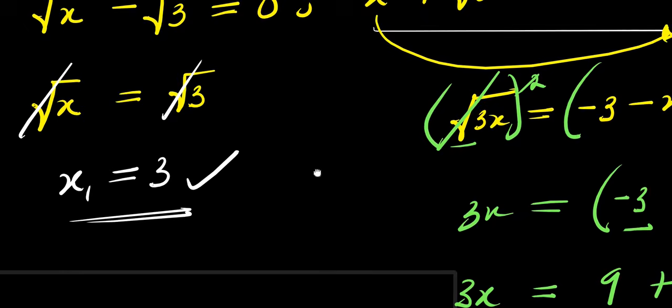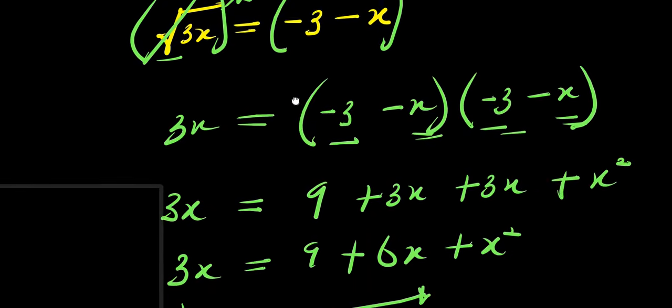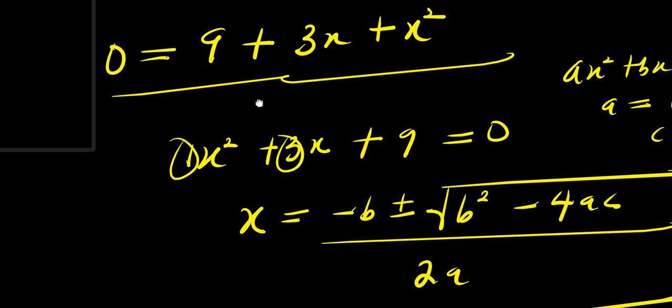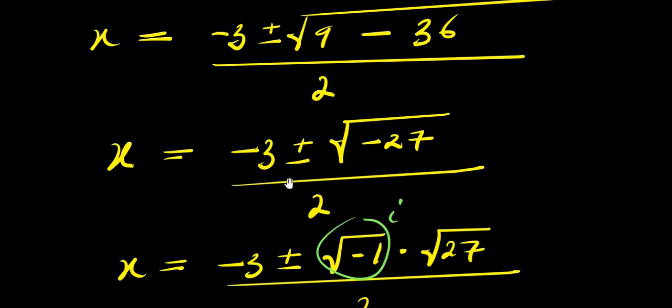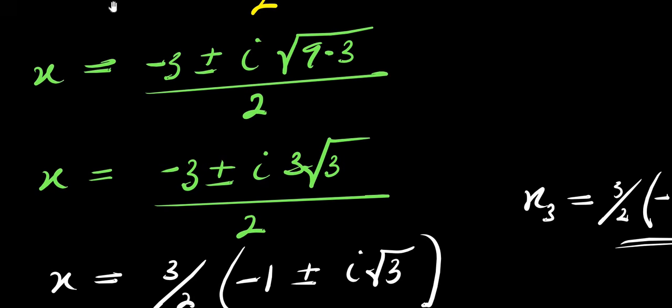You are going to have a real solution. If you need a complex solution, you need to solve this. If you don't need it, you can stop at the real solution. So guys, you are going to have a quadratic equation that will give you two solutions and both of them are complex. That is it.